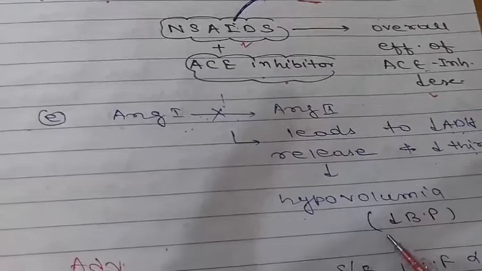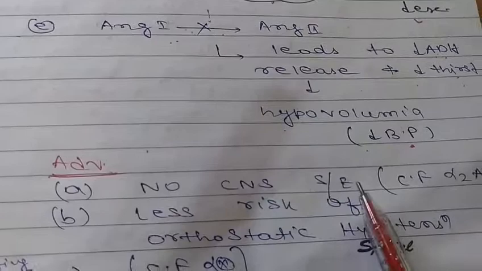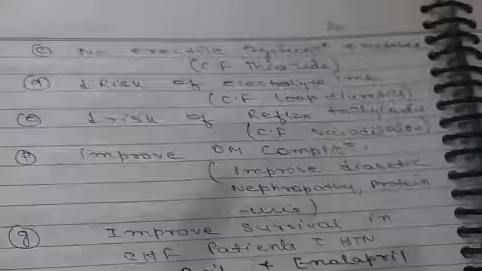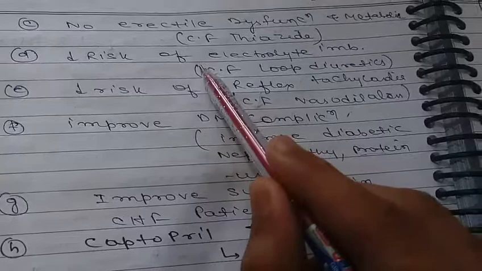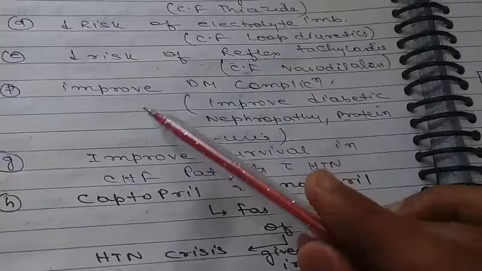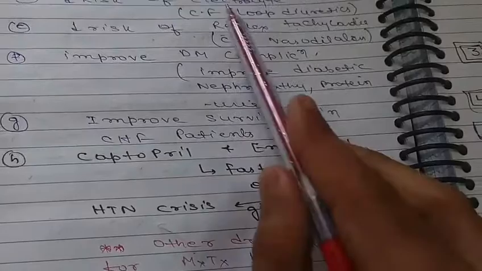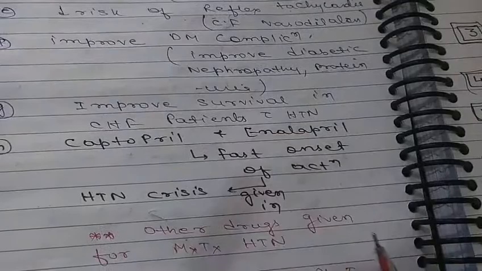Now advantages of the ACE inhibitors: they have no CNS effect. Okay, less risk of orthostatic hypotension, very less risk. There is no erectile dysfunction and metabolic effect, which are contraindicated in thyroids. There is less risk of electrolyte imbalance. There is very less risk of reflex tachycardia. There is also improvement in diabetes mellitus complications. There is improved survival of congestive heart failure patients with hypertension. Okay, so these are the benefits of the ACE inhibitors. They are a very good class of drugs.